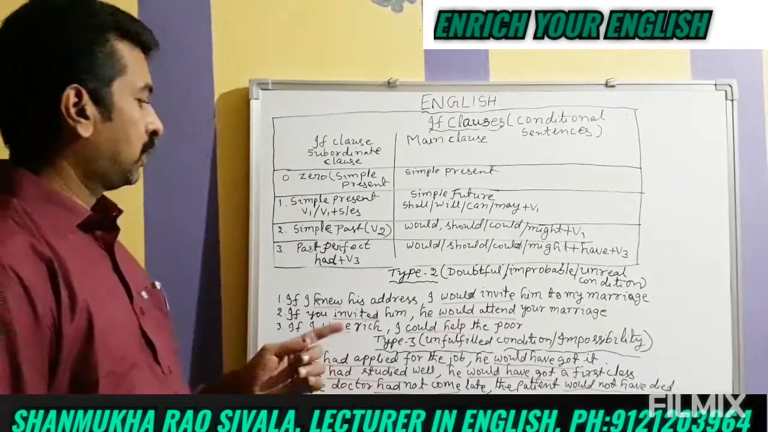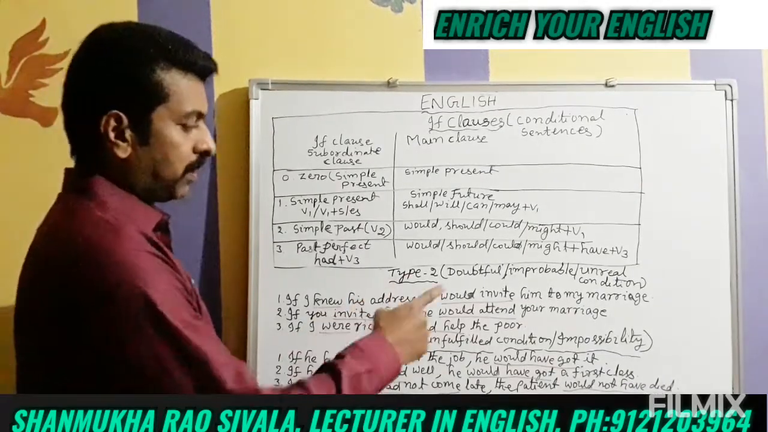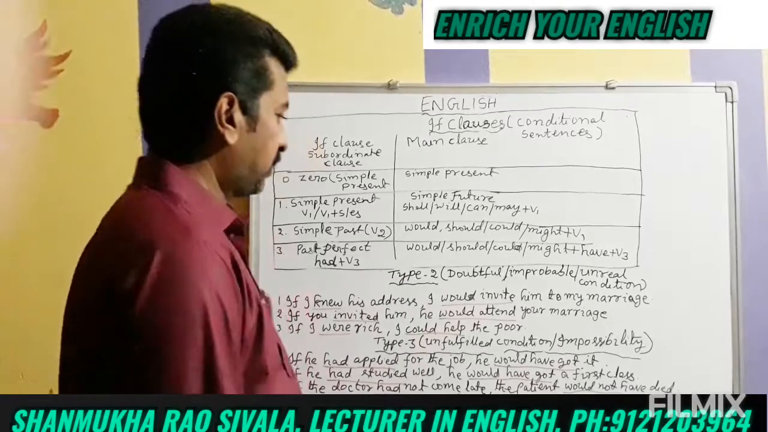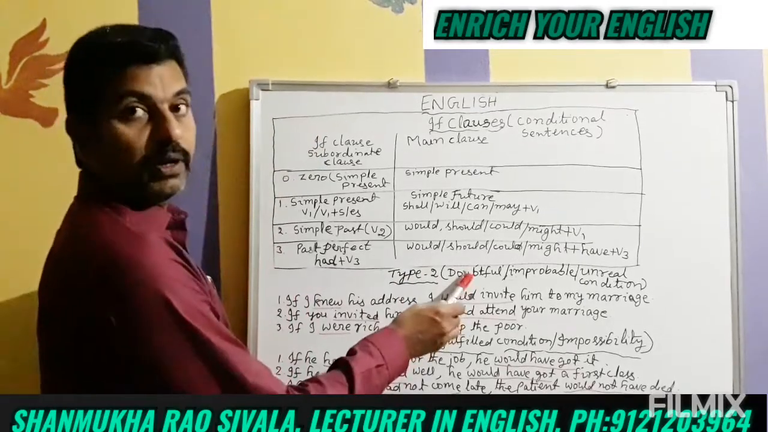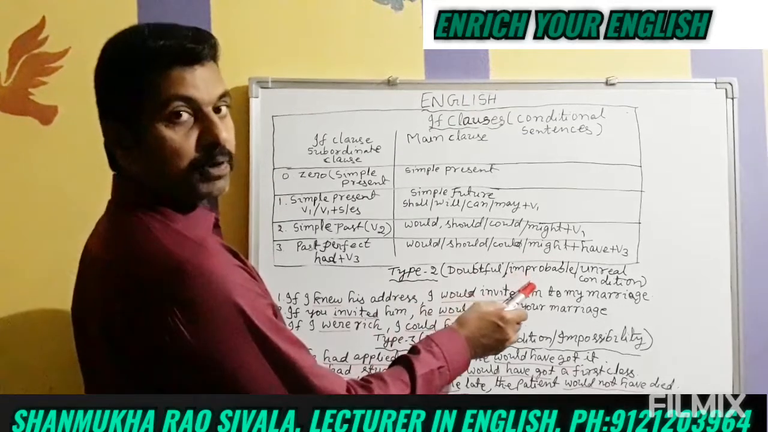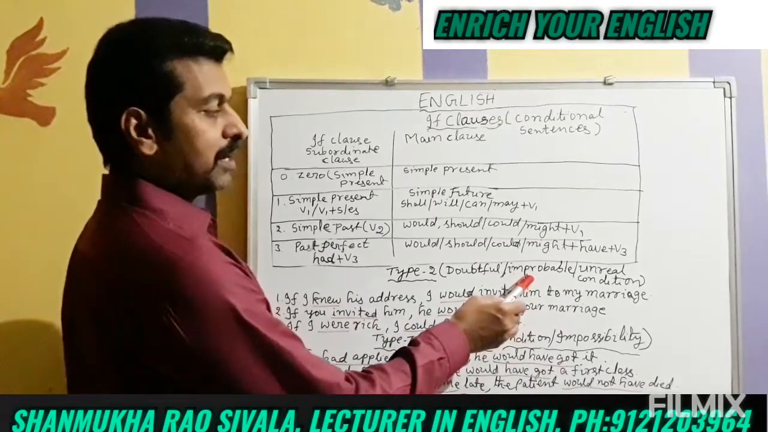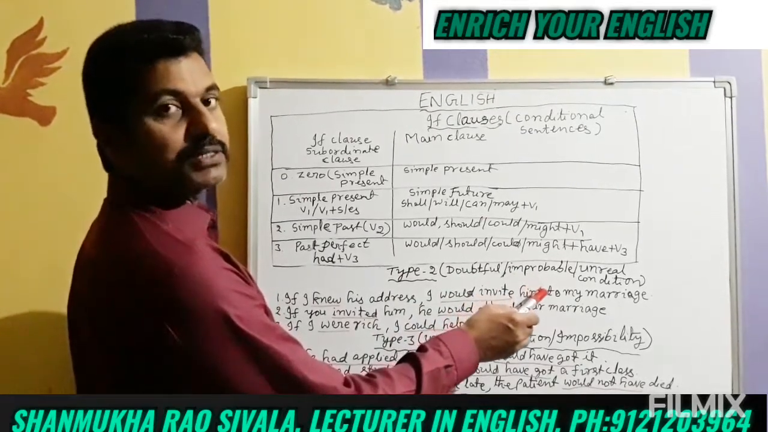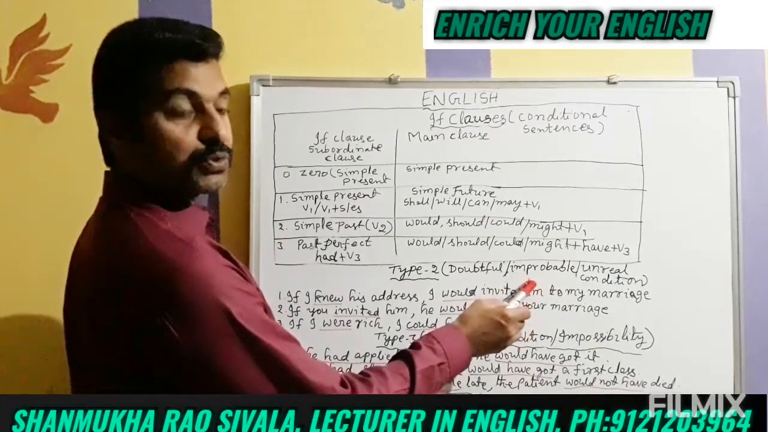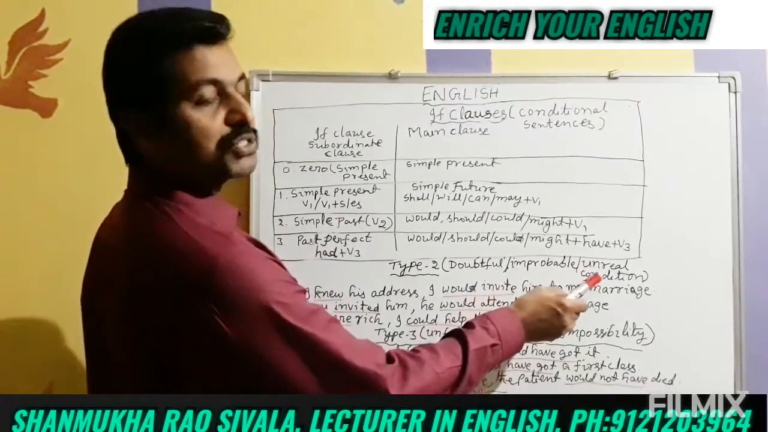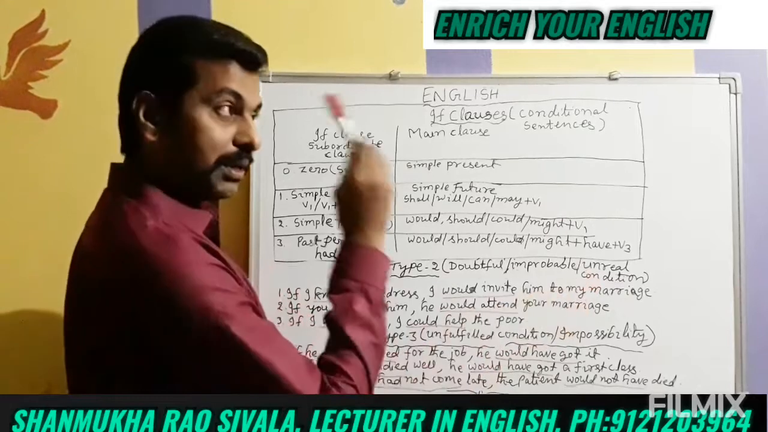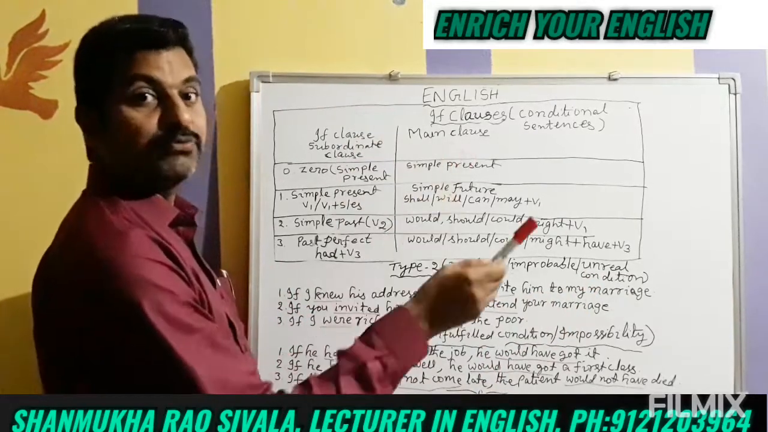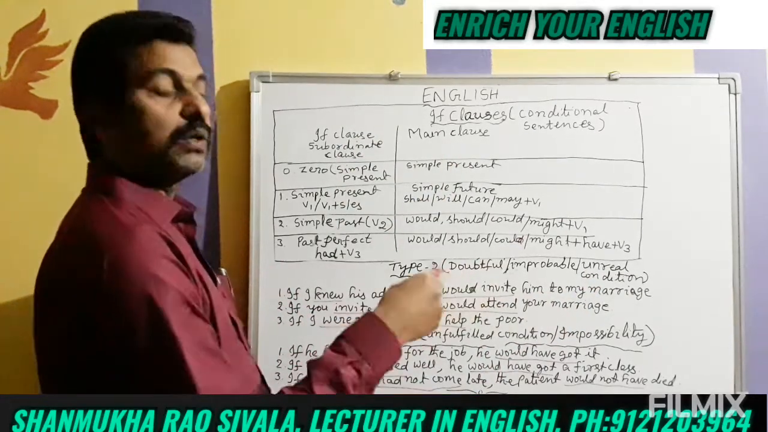Okay friends, let us now discuss type 2 sentences. Type 2 is doubtful or improbable. Improbable means less likely. Less likely means less chances for that action to happen. Or unreal condition, imaginary condition. We imagine the situation. At that time we use the second condition, doubtful.